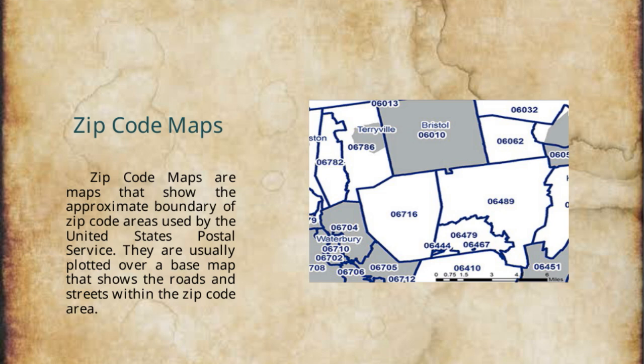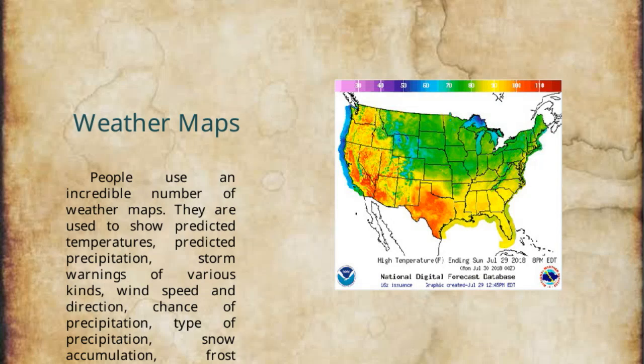People use an incredible number of weather maps to understand and predict the weather. These maps serve a variety of purposes, from showing predicted temperatures to indicating where precipitation might occur. They also include storm warnings of various kinds, helping us stay safe. Wind speed and direction are another key aspect, which can be crucial for everything from aviation to sailing. Additionally, weather maps show the chance of precipitation, whether it's rain, snow, or other types, along with snow accumulation estimates.